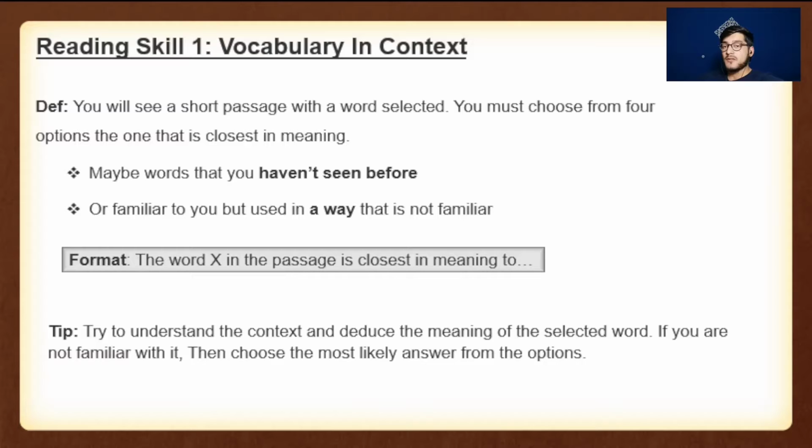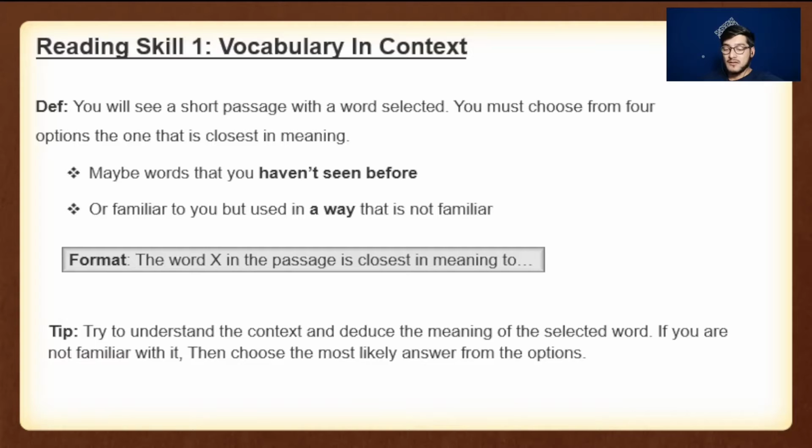Maybe that word has two or three meanings. We know only one meaning of that word, but in the text or in this paragraph, the second or the third meaning of that word has been used. So for that part, we cannot just stick to our own or previous knowledge. We should try to get the meaning from the context. If you're not familiar with it, then choose the most likely answer from the options.